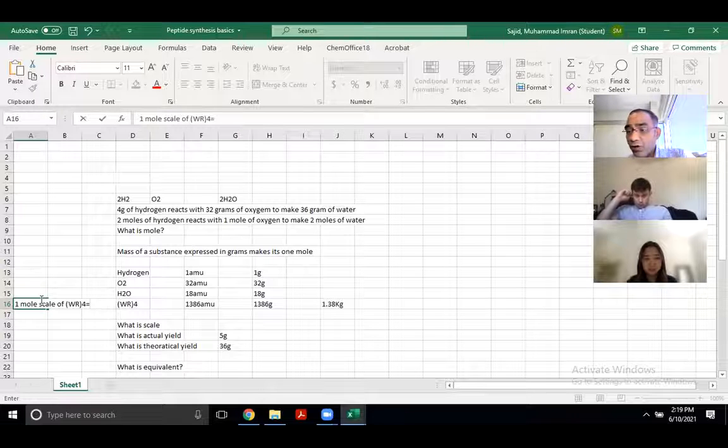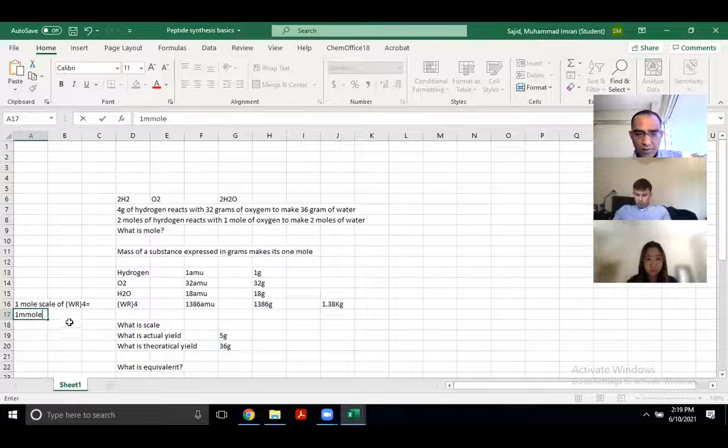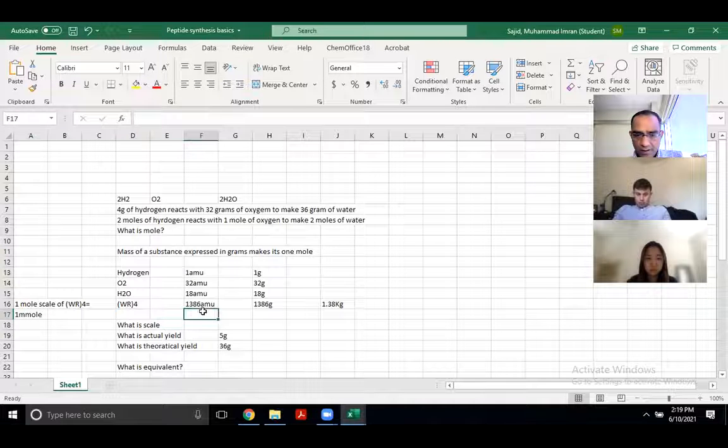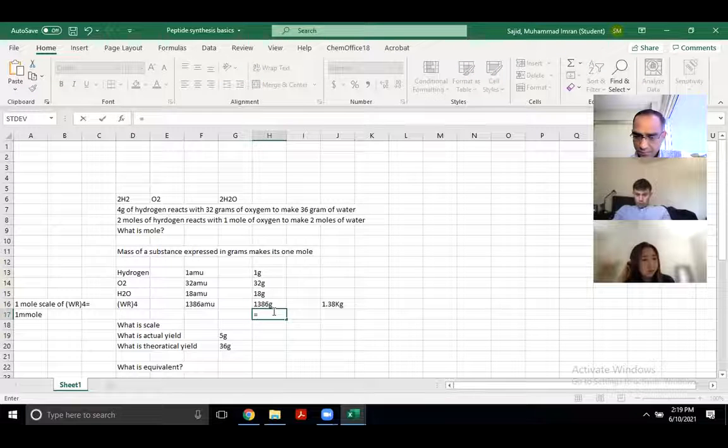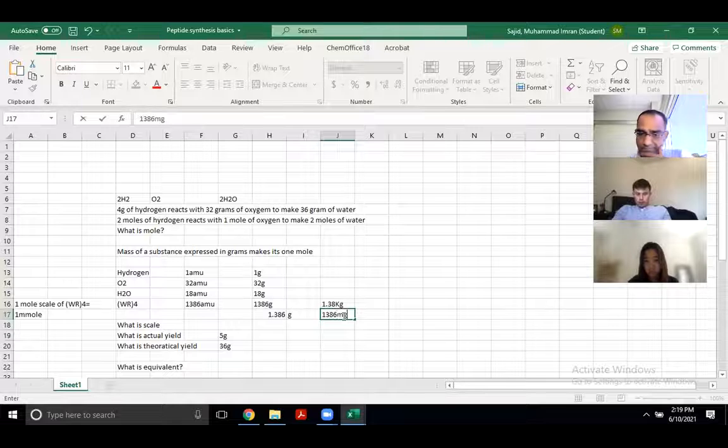So in effect, we don't make this in our lab. It is too much. So then I will change this to 1 millimole. If I change it to 1 millimole, how much should it become? I divide this by 1000: 1386 divided by 1000. So it should become 1.386 gram. Got it? And that will be in fact 1386 milligram.